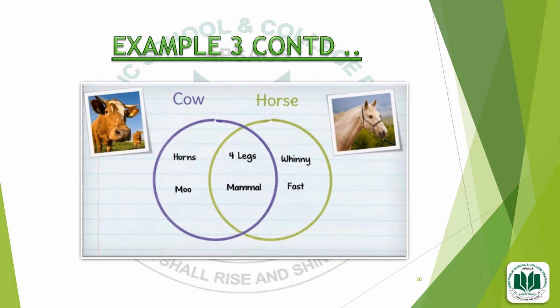So this is the final Venn diagram, in which whiny and fast are the traits of horse which are uncommon to cow. Horns and moo are the traits of cow that are uncommon to horse, and 4 legs and mammals are the traits of cow and horse which are common to both.